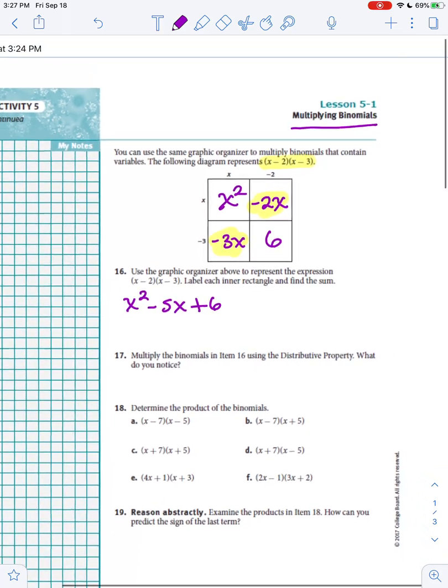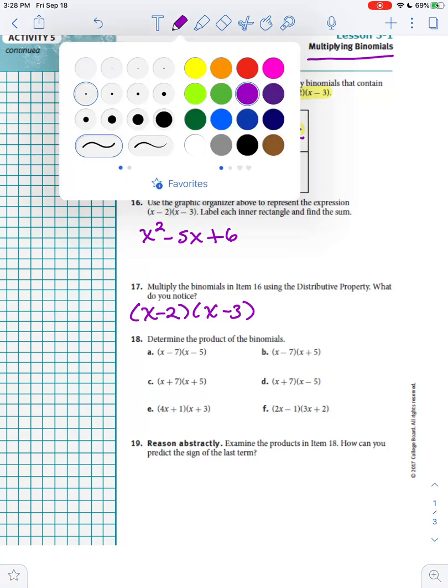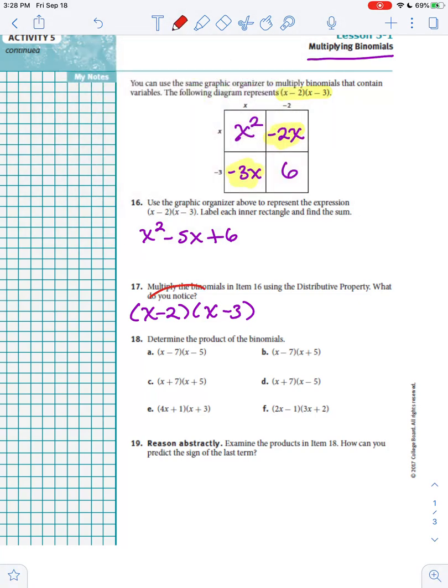Okay, now I'm also going to show you how we can do this using distributive property, or what we like to call FOIL. Okay, so if I take those two binomials again, x minus 2 times x minus 3, we think of it as distributive property because we're going to be taking the x times the x, and that'll give us x squared. We also think of that as being the first times the first, so that's the first part of FOIL. F is going to stand for the first.